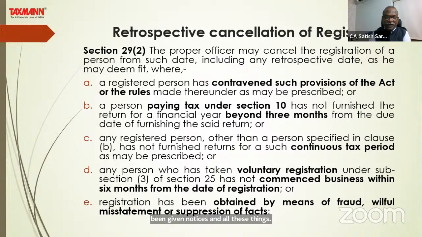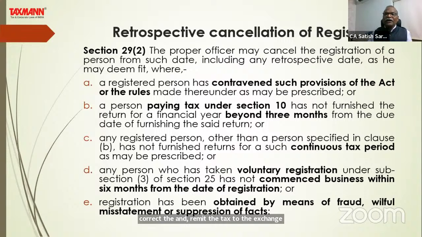Now the department is coming back to the recipient and saying that your supplier's registration was retrospectively cancelled from 1st July 2017. It was cancelled in, say, May 2023, but the transaction between the supplier and recipient took place in the year 2018-19. During 2018-19, the registration of the supplier was valid, and he was authorized to collect the tax and remit the tax to the exchequer.